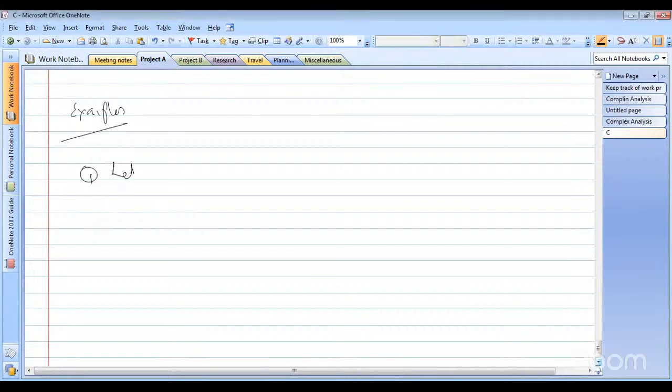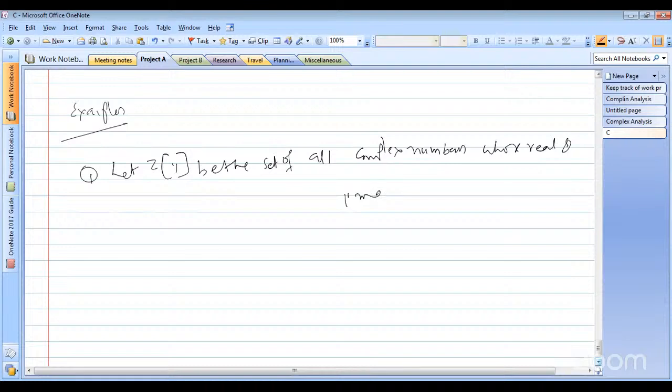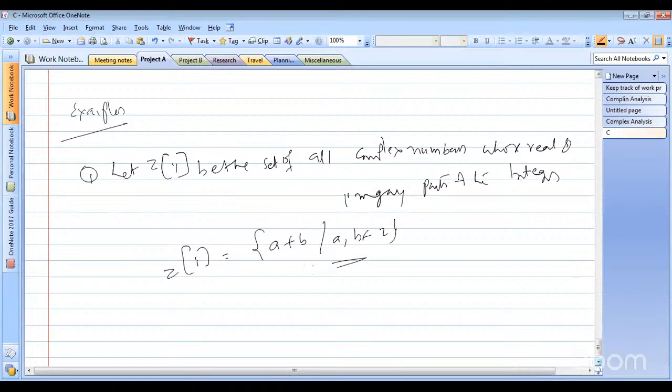First example: let Z[i] be the set of all complex numbers whose real and imaginary parts are integers. So Z[i] is equal to a plus bi, where a, b belong to Z.